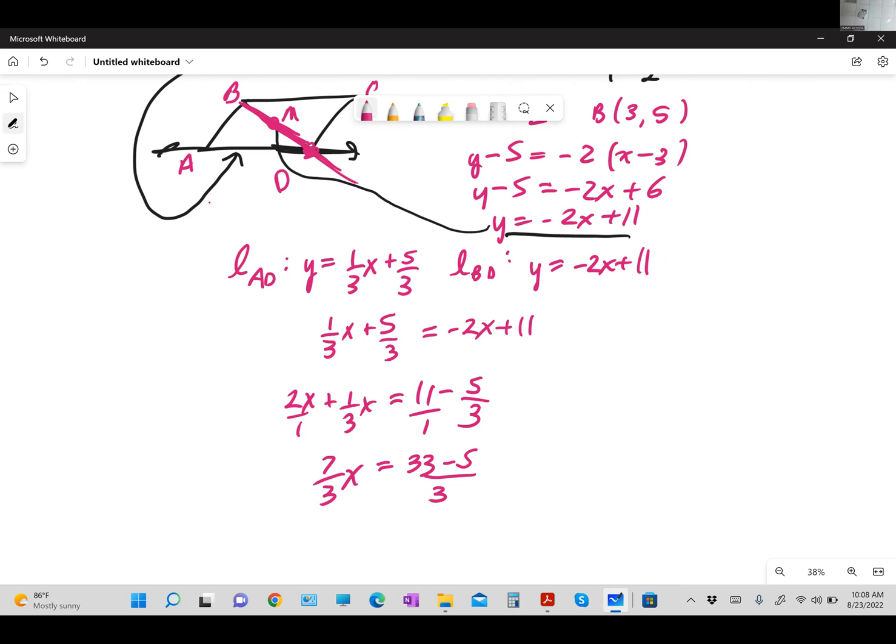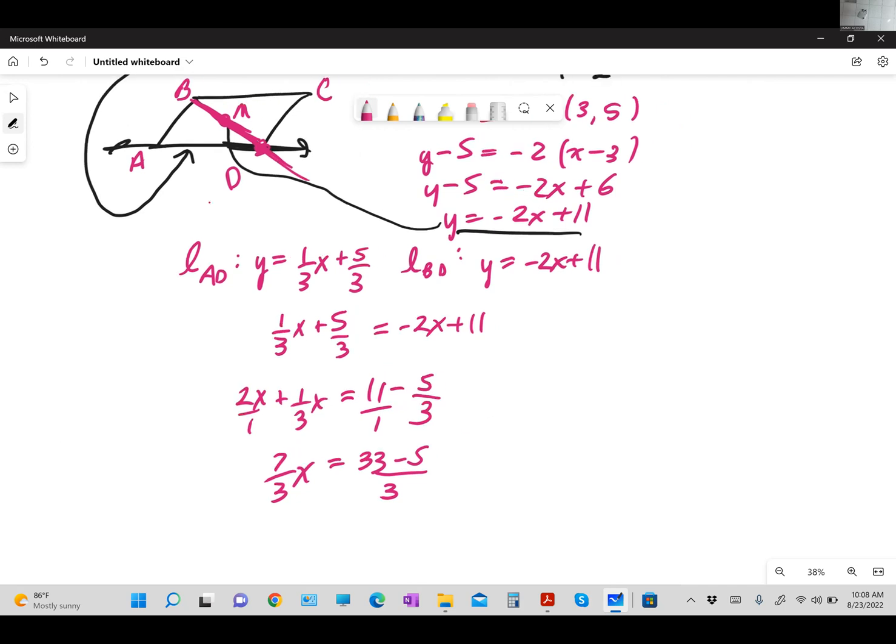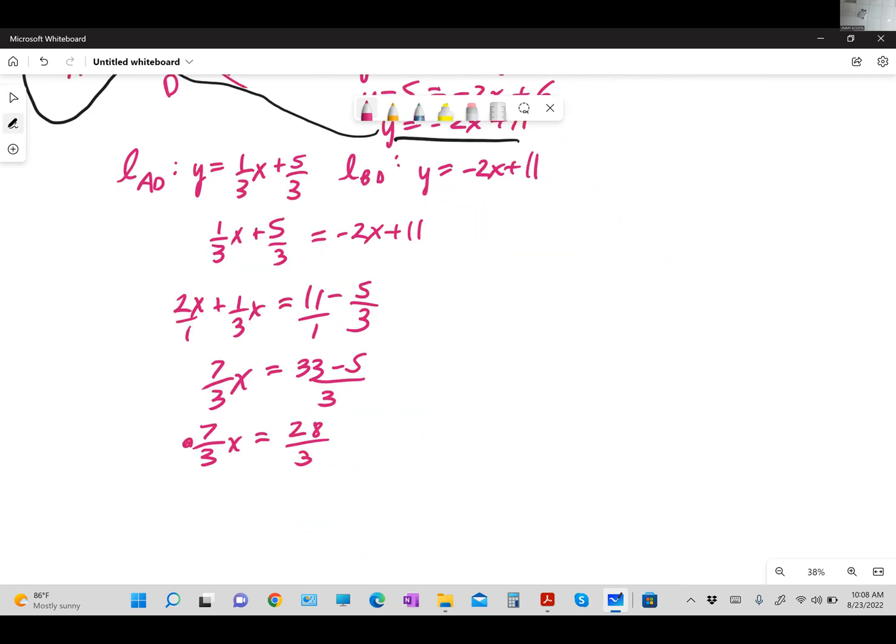One-third X plus 5/3, negative 2X plus 11. We add the 2 to one side. That's 7/3, right? Sorry, 2 and 1/3. What's 33 minus 5? 28 divided by 3. Multiply both sides by the reciprocal, right? X equals 4.